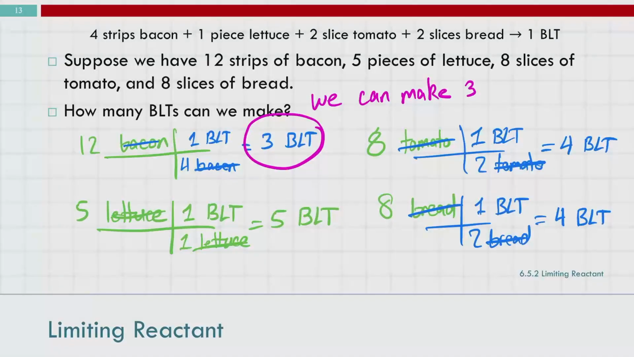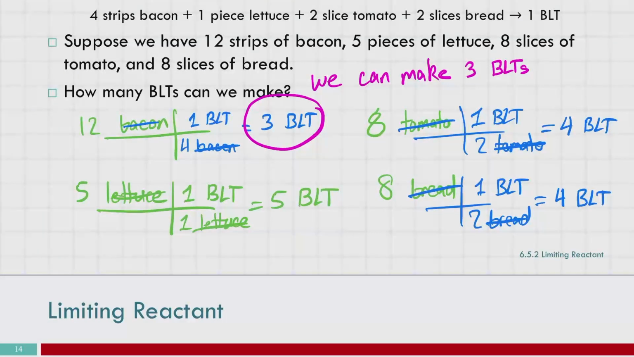We can make 3 BLTs. We can't make 4, we can't make 5, because we'll run out of bacon. Do we have questions about that?